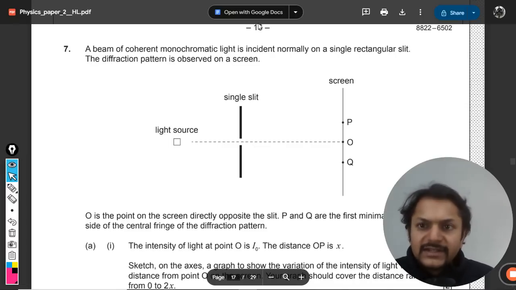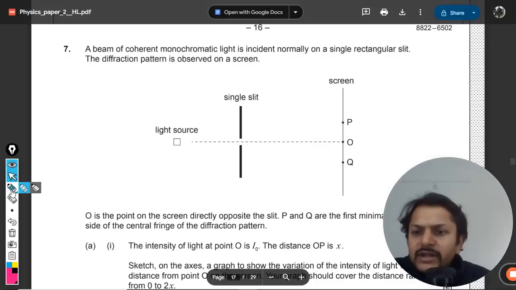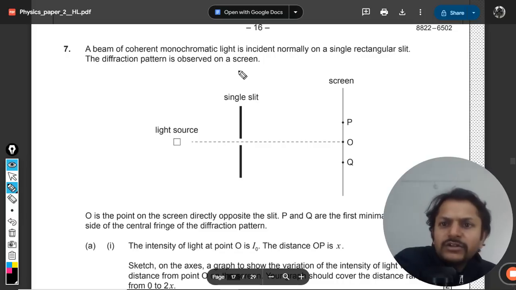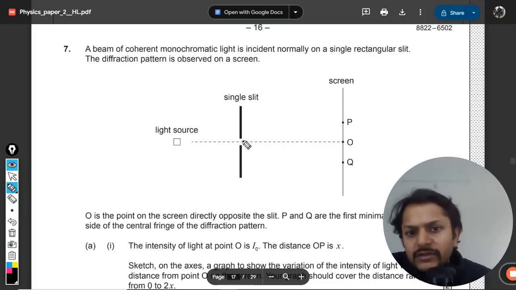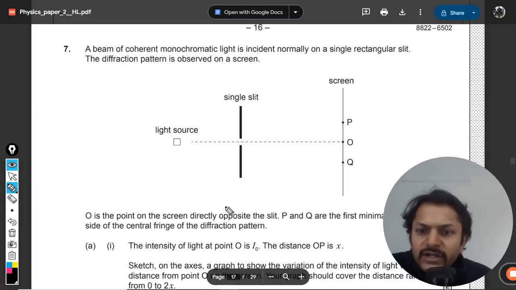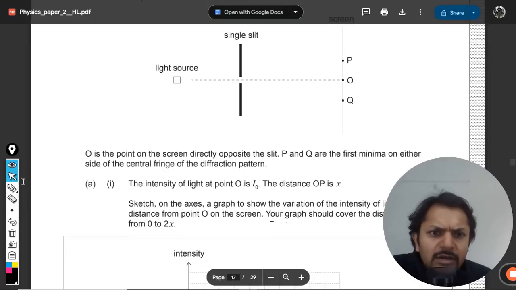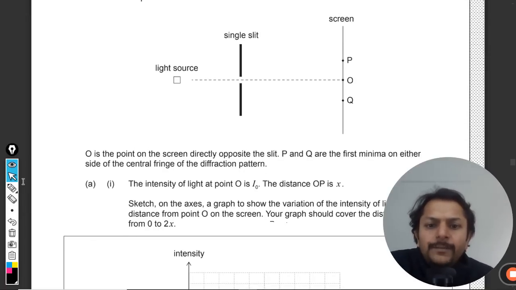Okay, dear students, so let us see what is there in this question now. A beam of coherent monochromatic light is incident normally on a single rectangular slit. The diffraction pattern is observed on the screen. Okay, so there is a single slit. Obviously, there will be diffraction. O is the point on the screen directly opposite the slit. P and Q are the first minima on either side of the central fringe of the diffraction pattern.